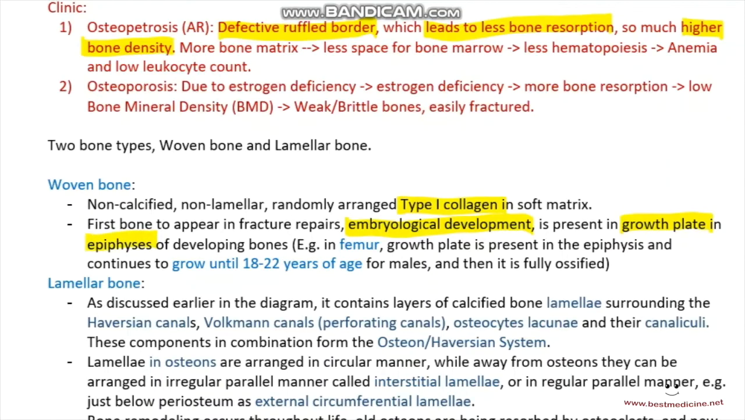For example, you have long bones, like the femur and the humerus, and they have growth plates in their epiphysis, and that growth plate actually contains woven bone and cartilage, and that cartilage increases in size to elongate that bone, to increase the length of that bone, and afterwards, when needed, it is also calcified to form long bones. A good example of this is the femur, of course, which has the growth plate in the epiphysis, and it continues to grow until 18 to 22 years of age. So you'd say that a person grows in height until about 22 years of age for males.